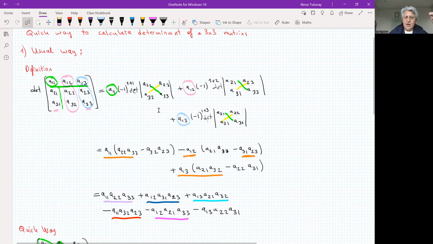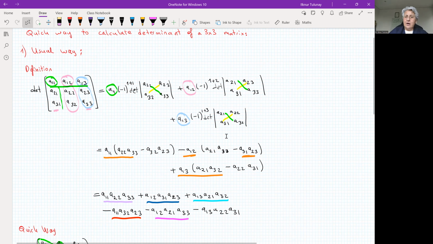So A22 times A23 minus A23, A32. That's that guy. So minus A12, there's A12 here. Minus 1, so this is over the third power, so it is negative. So there's a negative here. And then the determinant of this matrix, A21, A33, and minus opposite diagonal, A23, A31.